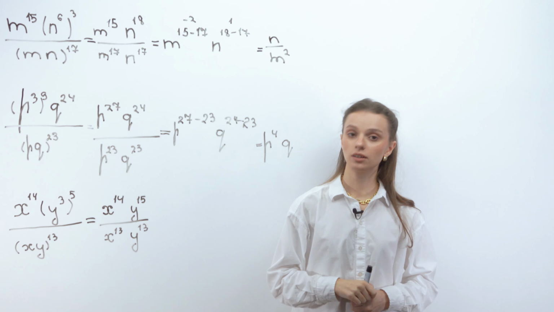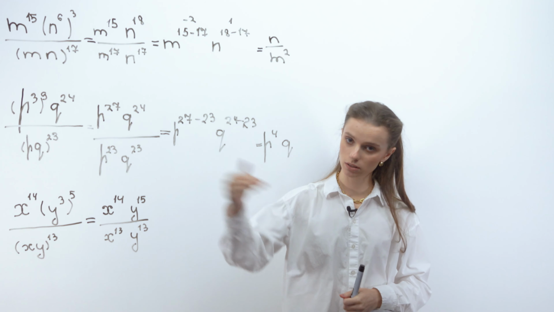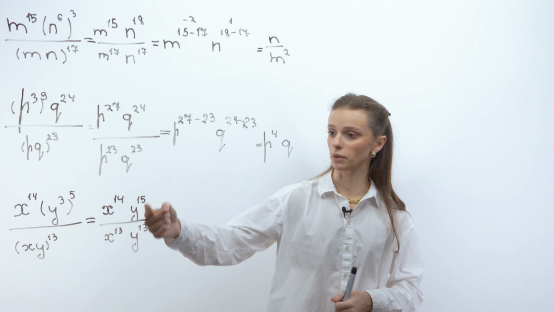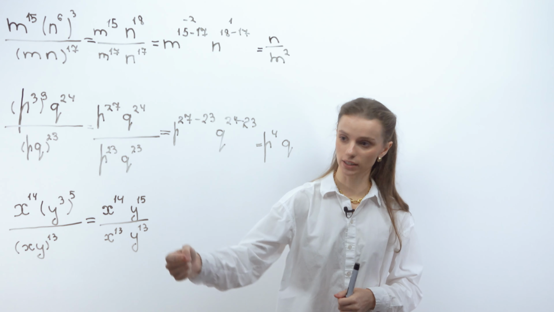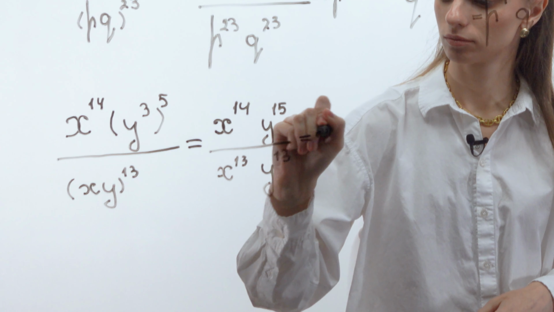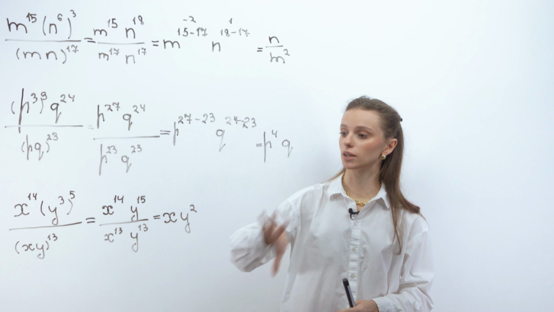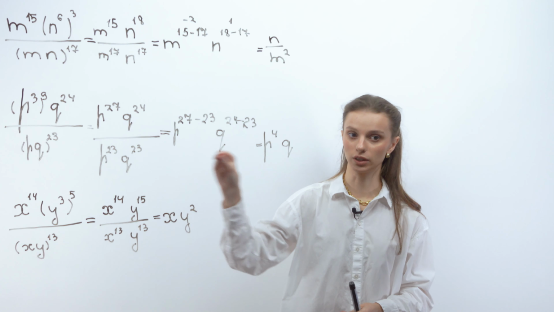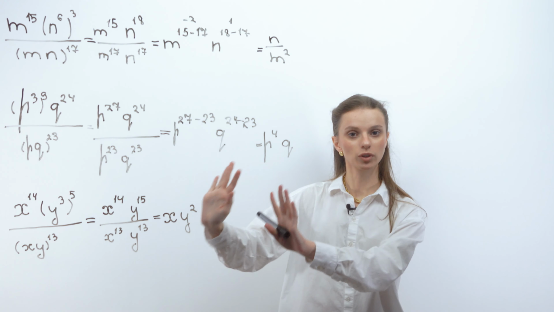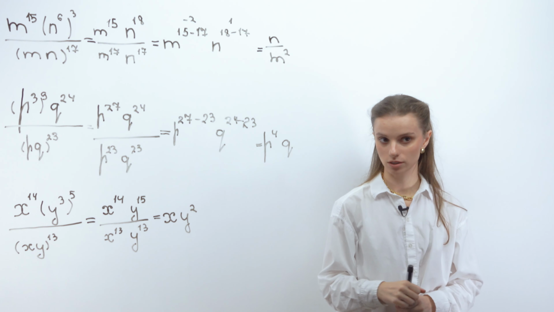What are we going to do now? We're just going to subtract, right? Because we are dividing. So 14 minus 13, 15 minus 13. And your final answer is x y squared. Yeah, this is just an extra step. We're combining everything that we've learned about exponents and doing more challenging problems. Now let's do something else.